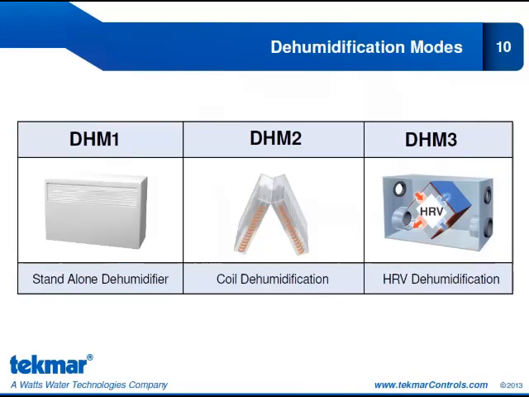We have dehumidification mode 1, which will enable a standalone dehumidifier that is not part of the ductwork. We have dehumidification mode 2, which will operate a DX coil to condense water out of the air for dehumidification. Now, because we're using that DX coil, we can only use dehumidification mode 2 in the summer when we're cooling. And our third dehumidification mode will operate an HRV for dehumidification. Now we're going to look at the coil and the HRV dehumidification in greater detail over the next couple of slides.